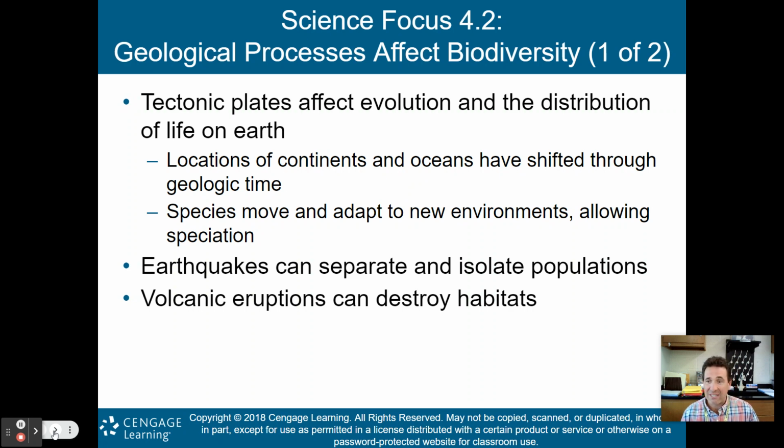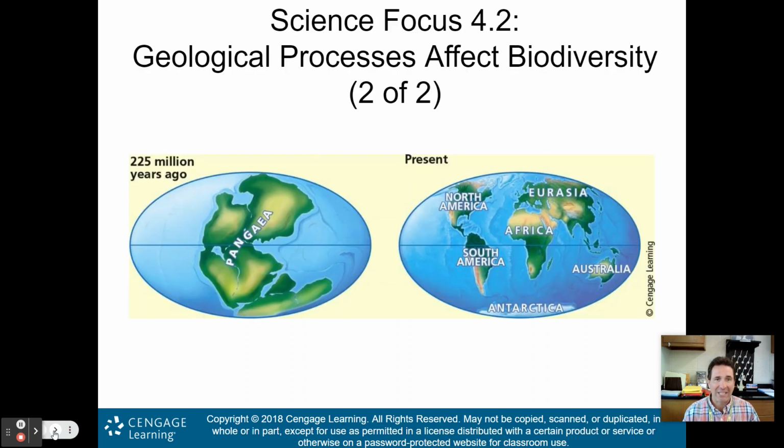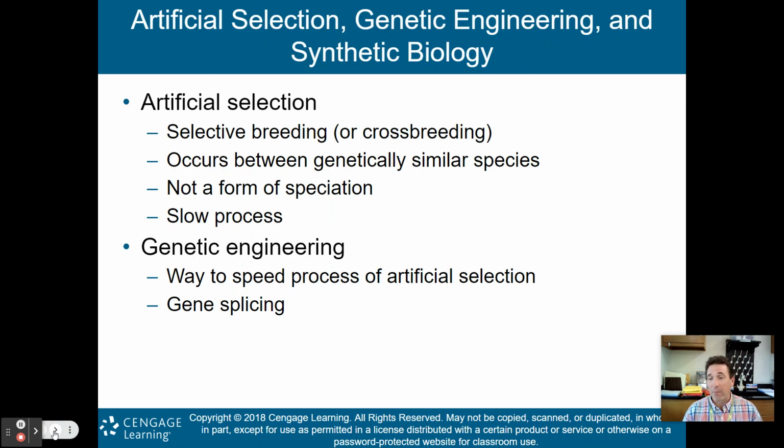Earthquakes can separate and isolate populations as well. Volcanic eruptions can also destroy habitat. Just looking at the picture here, Pangea from 225 million years ago to the present, you can see how the continents are moving, which can produce geographic isolation, then reproductive isolation, and then new species form, which again increases the biodiversity here on planet Earth.